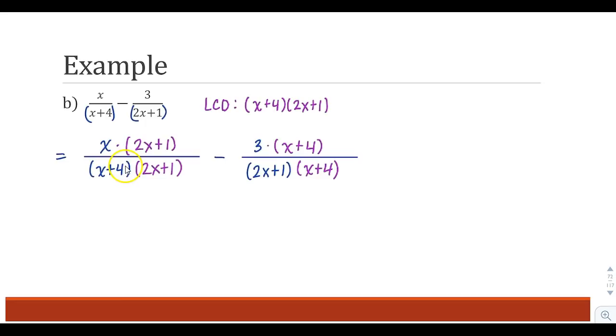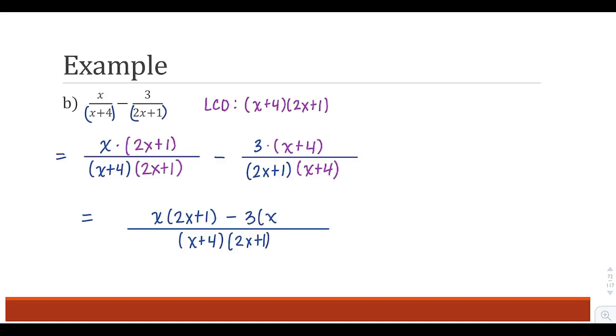And now that they're the same on the bottom, the order is flipped, but that's okay because multiplication is commutative. Now that they're the same denominator, I can just go ahead and subtract across the numerator. So I can make this into one rational expression. I'm going to put one big fraction bar here with the x plus 4, 2x plus 1 on the bottom. And on the top, I'm going to have my x times 2x plus 1 minus 3 times x plus 4. So I'm just writing that whole entire numerator part, subtracted because the operation was subtraction.